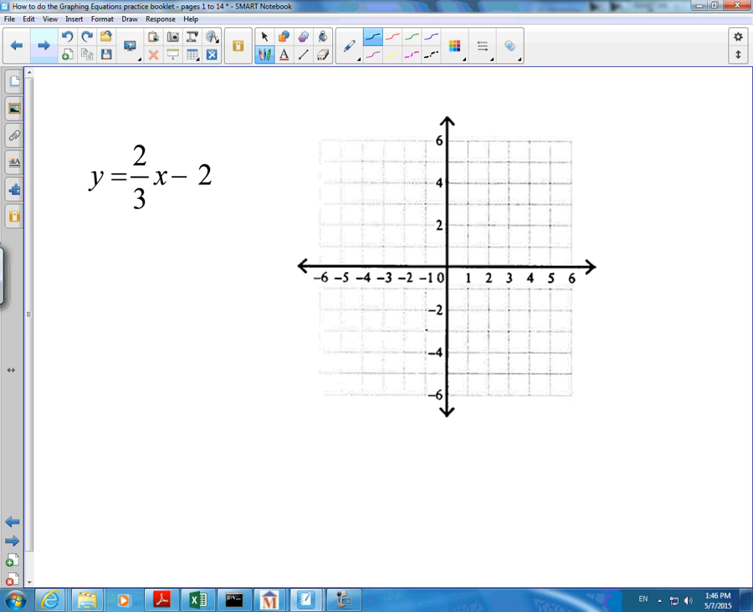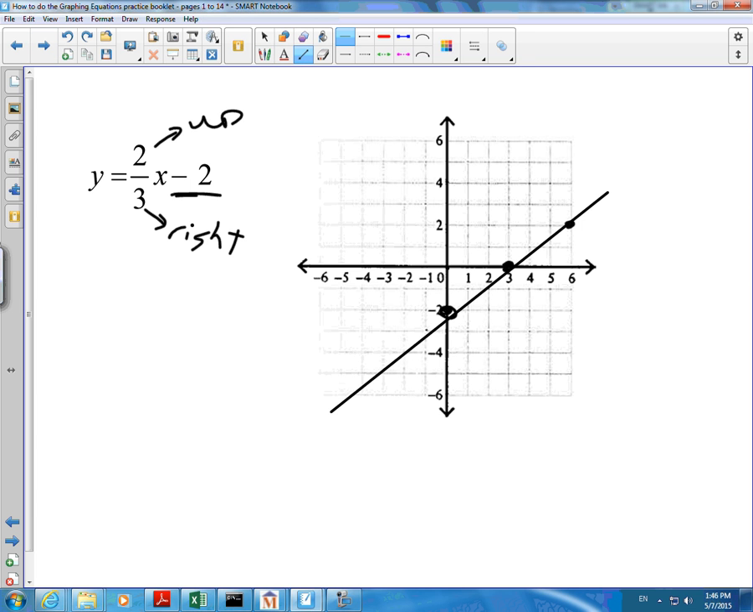Sometimes they're very nice to you, and the slope's already in fraction form. So this would be a -2 for a y-intercept, and then up 2 and right 3. And if I wanted more points, I could just follow the same rule, up 2 and right 3. And once again, beautiful.